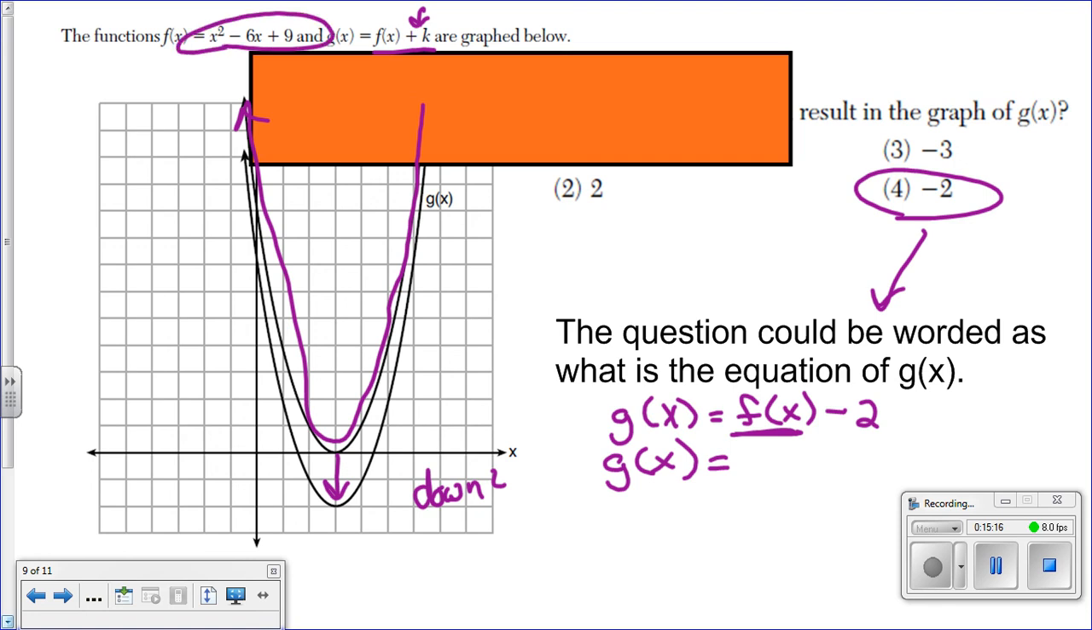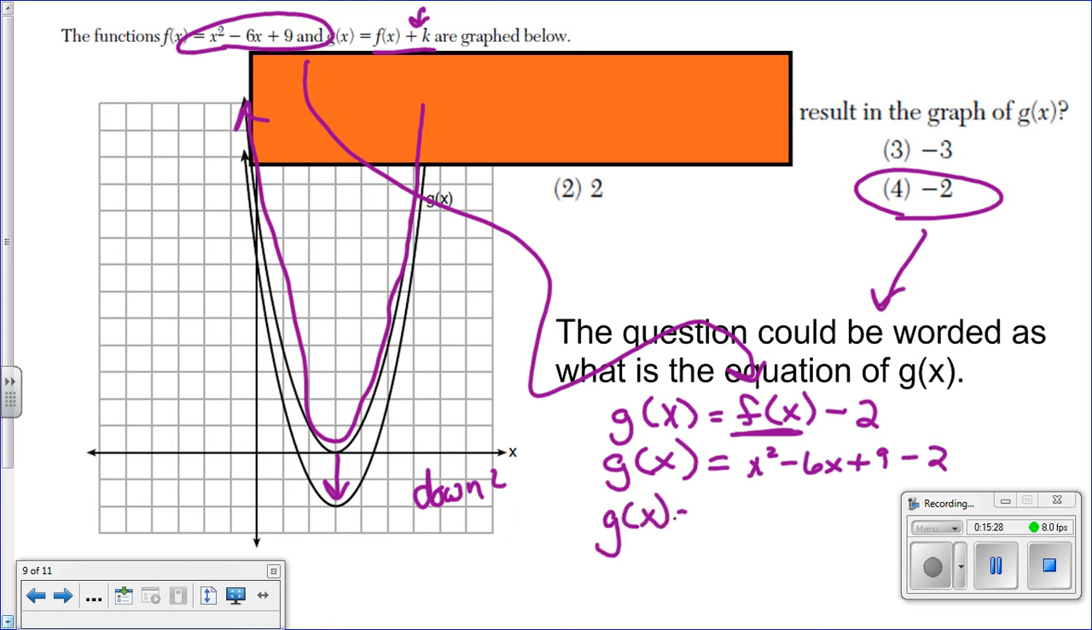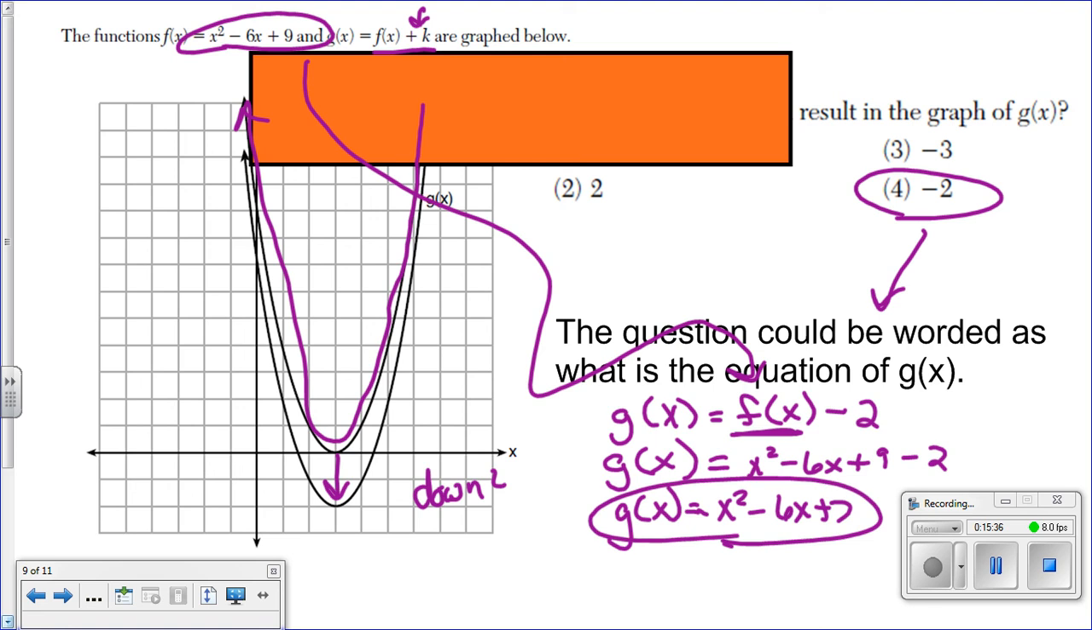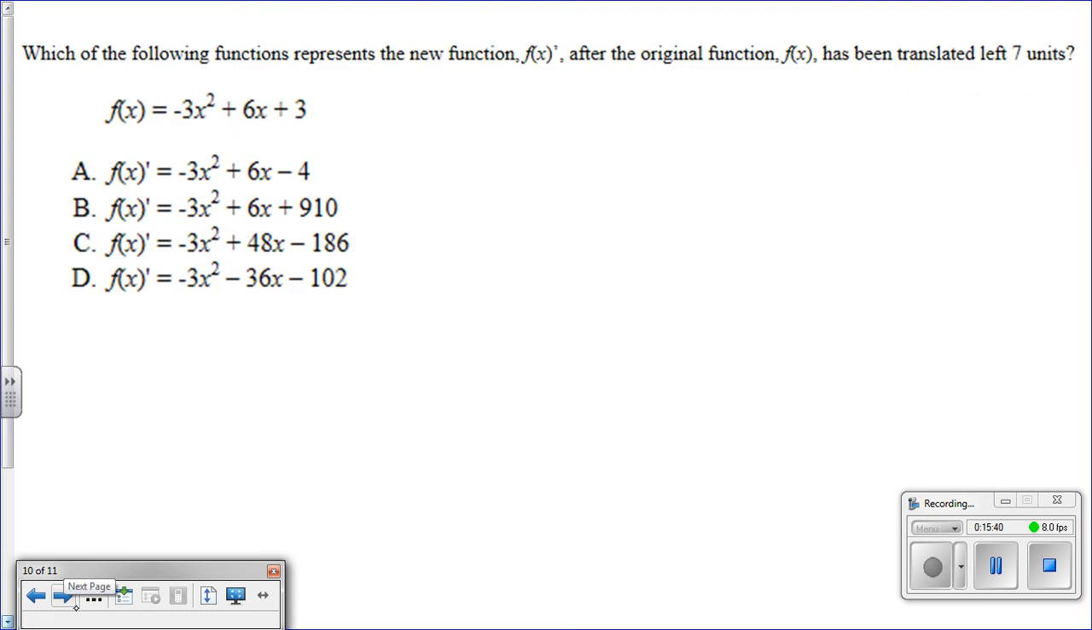If you go up on the top, I'm going to take that equation and I'm going to put it right down in here. So I'm going to go x squared minus 6x plus 9 minus 2. So that means your g of x is actually x squared minus 6x plus 7. And that's your new equation. Neat. Let's try one last one.